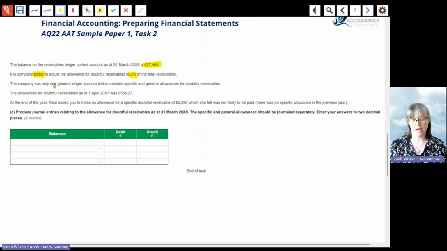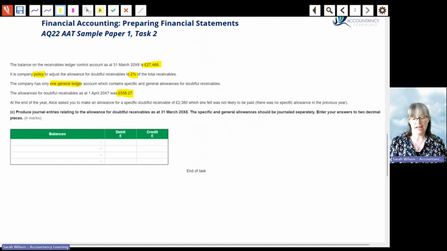And we're told that the company only has one general ledger account for both specific and general allowances, and that will come into play shortly. At the end of the last financial year, they put in an allowance based on 2% of the trade receivables at the time. And that figure was 55827. So that's the provision that's already in the accounts from the previous year. And it'll be that figure that we need to adjust.